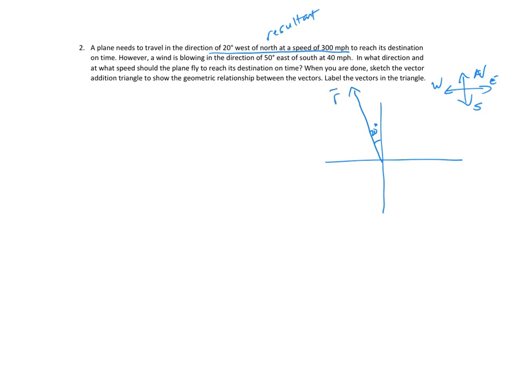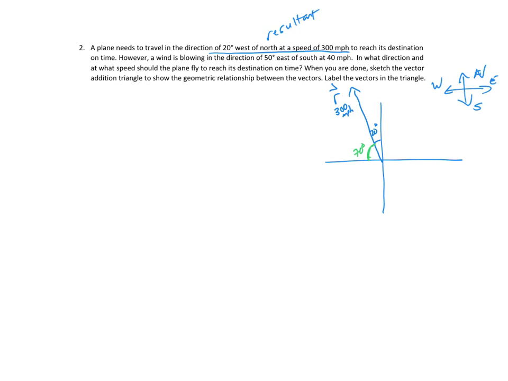I'm going to label it R for resultant vector. And we're told that it has a length of 300 miles per hour. And then I'm also going to draw in the reference angle that we normally use, which is back to the horizontal. That'll be 70 degrees. Then what else were we told?